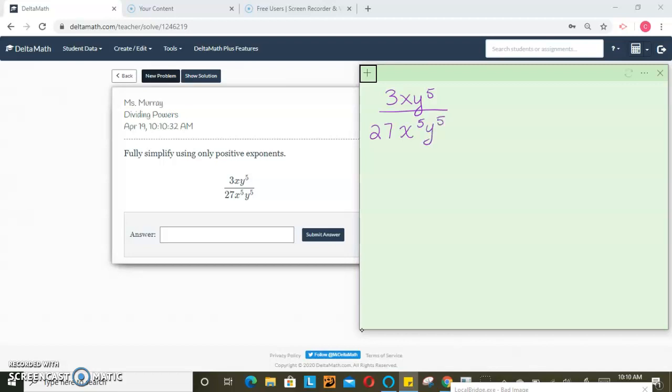So I'm going to do it both ways. I'm going to write it out and cancel, and then I'm going to show you how to do the shortcut with subtracting. So 3x y to the 5th is the same as having 3, there's only one x, but then I have 5 y's that I'm multiplying by itself over 27. This time I have 5 x's and I have 5 y's.